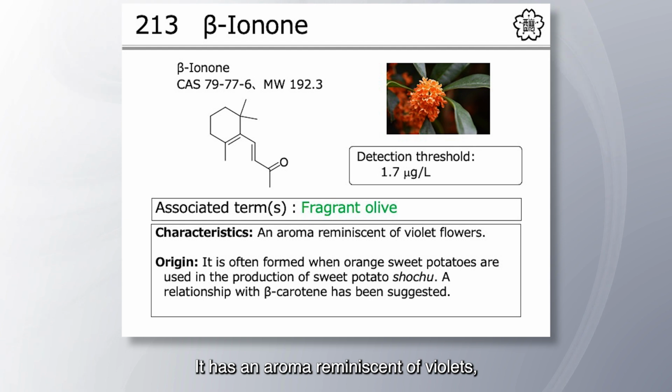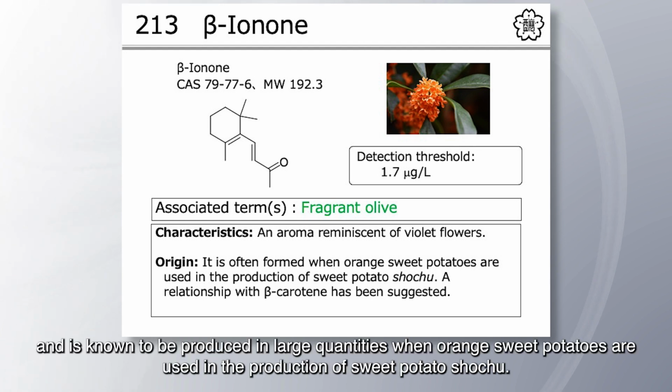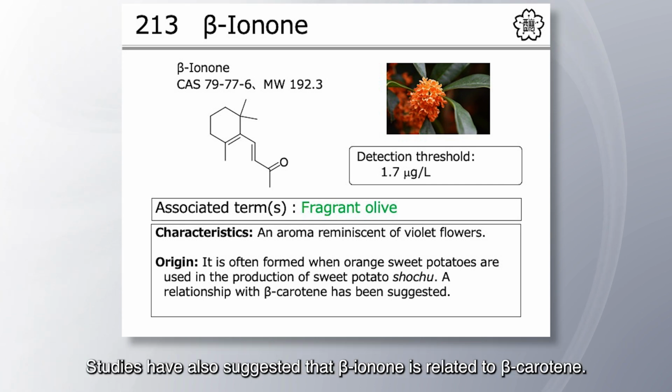It has an aroma reminiscent of violets and is known to be produced in large quantities when orange sweet potatoes are used in the production of sweet potato shochu. Studies have also suggested that beta-ionone is related to beta-carotene.